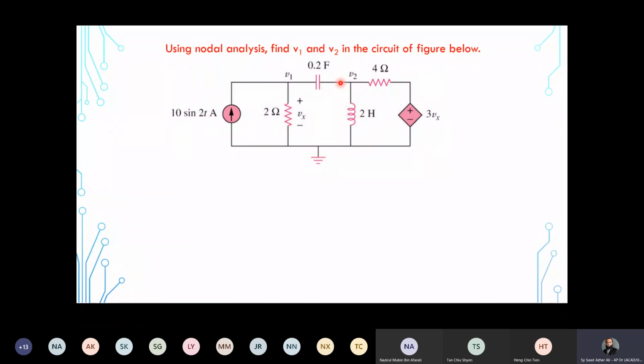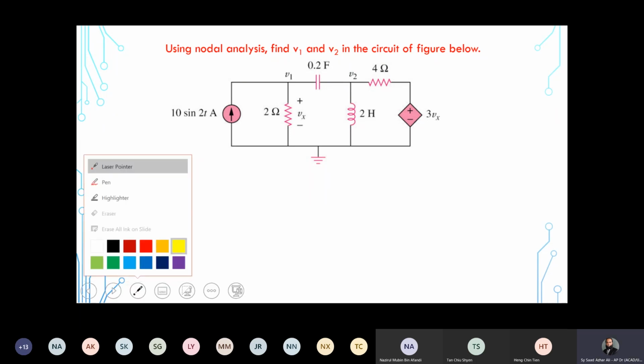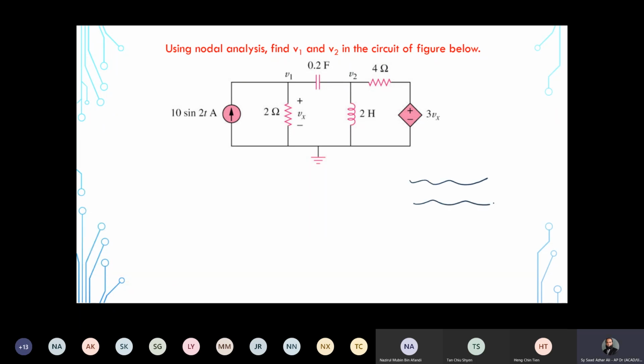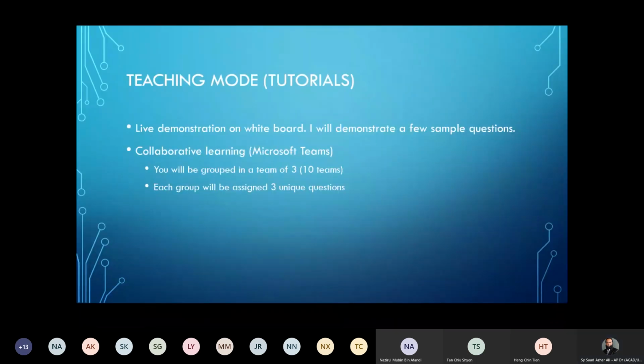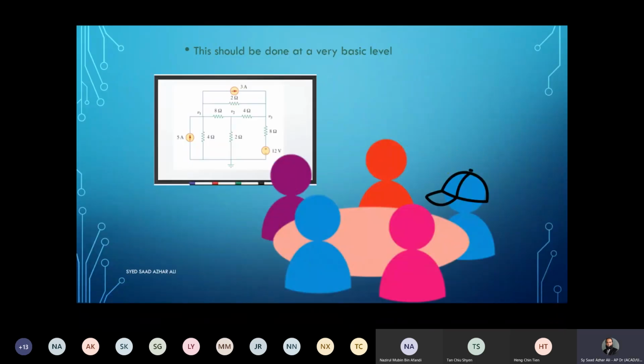I know most of you do not have this surface or thing, but you can still talk the solution out. At least talk it out and write the equations on the paper separately. He has to write the equation. He starts writing the equations and all, like that. I've given this example. This should be done at a very basic level.